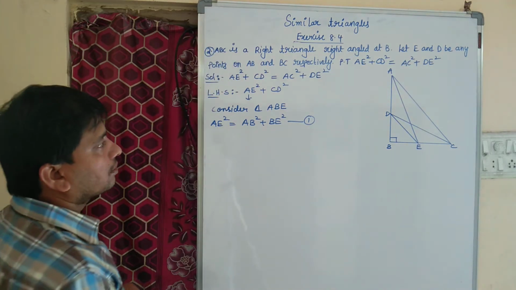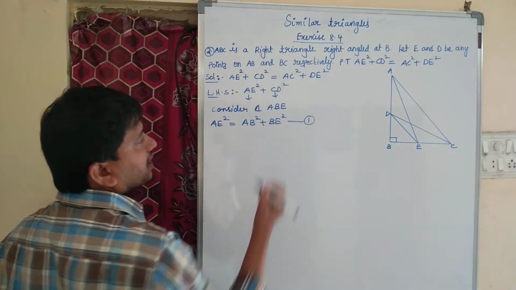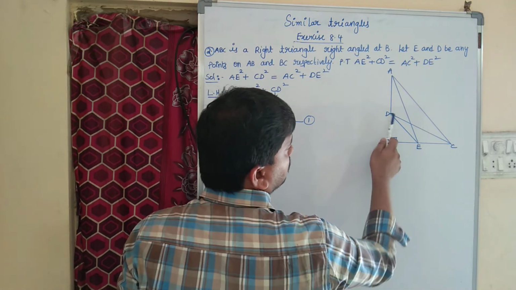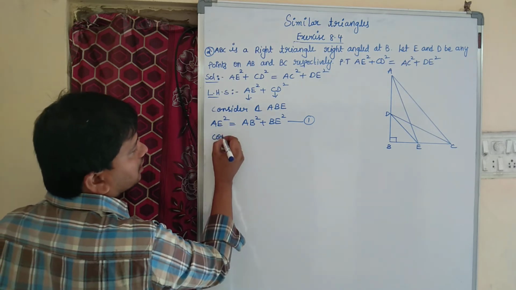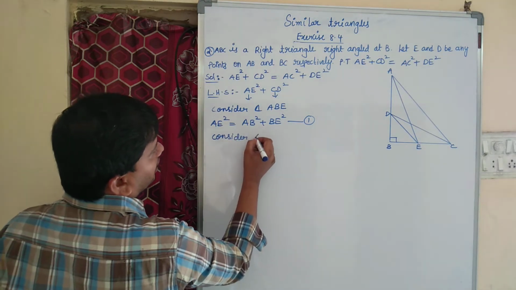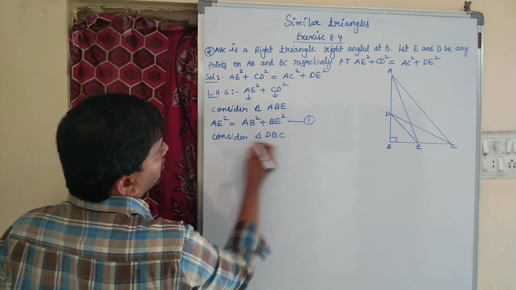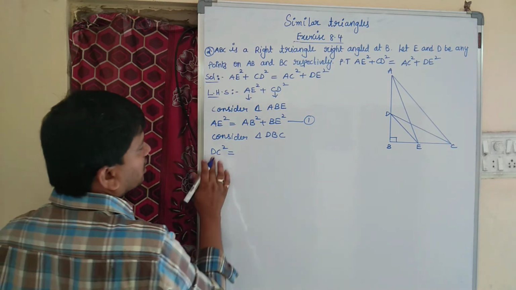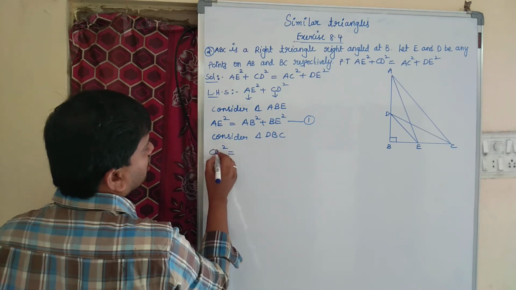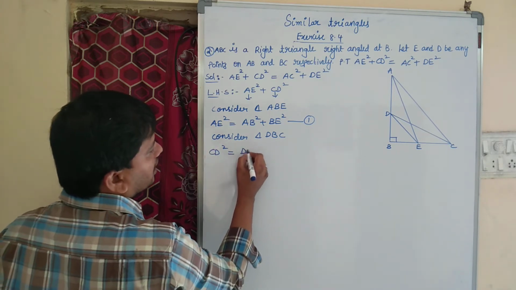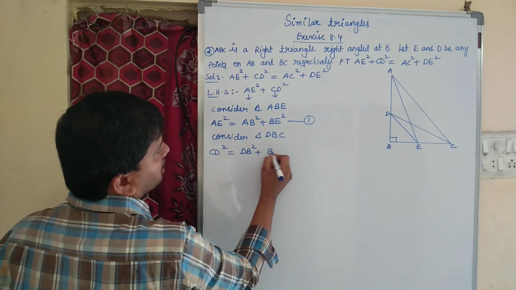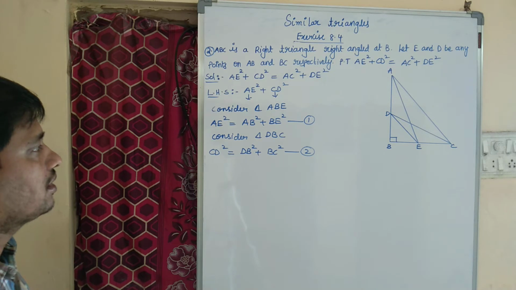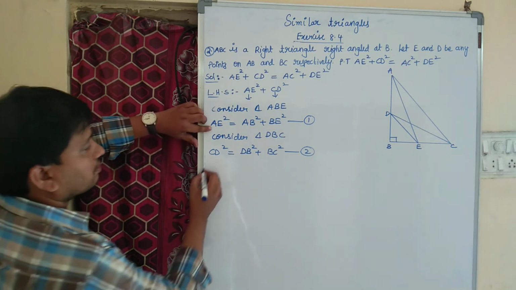Now coming to my second thing, which is CD. Where is CD? CD is here. So due to that reason, I will consider triangle DBC. Hence CD is the hypotenuse. Let me write CD square, and the other two sides are DB square and BC square. This is my equation number 2. Right? Now let us add equation number 1 and equation number 2.